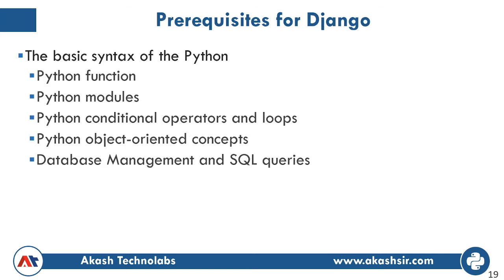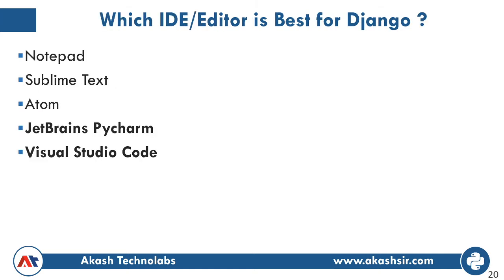Okay, so there are some prerequisites to start learning Django. First is Python functions, right? I hope you guys know the Python basics, how to define a user-defined function, how to call it, how to import basic modules like os and everything. Then Python conditional operators and loops, Python object-oriented concepts, and database management and SQL queries. So these are the basic requirements. I hope you guys are already clear with these things, right?